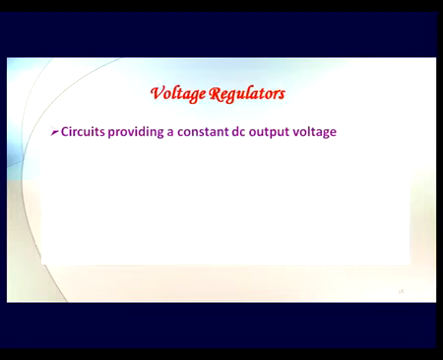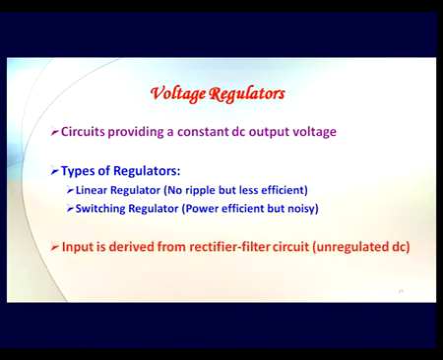After removing the AC component from the rectified output using a filter, we need a circuit which is going to give us a constant DC output voltage. And this is done by a circuit called a voltage regulator. There are different types of voltage regulators. One is the linear regulator, which operates throughout the AC cycle, so there is no ripple problem, but its efficiency is less, as we will see when we look at the operations of these regulators.